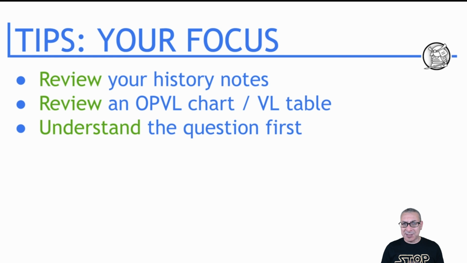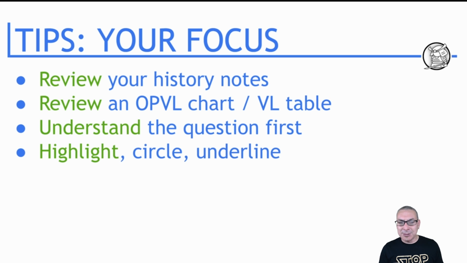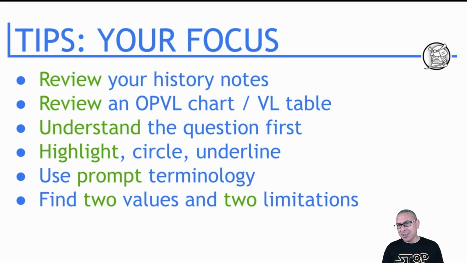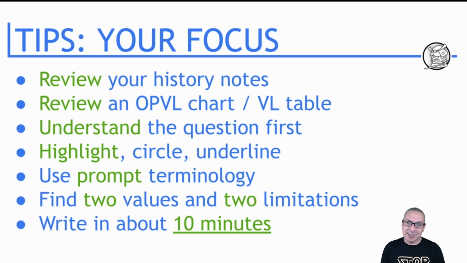Understand the question first. That'll help you really focus on what your response should be. On the test paper, when you're allowed to, highlight, circle, and underline things. It'll be a quick reminder of what to write. Use the prompt terminology, origin, purpose, content, values, and limitations. And find 2 values and 2 limitations. Always do this, 2 and 2. And write in about 10 minutes. It's worth 4 points, so spend more time on the questions with greater point value.